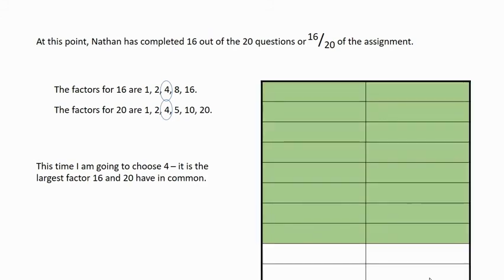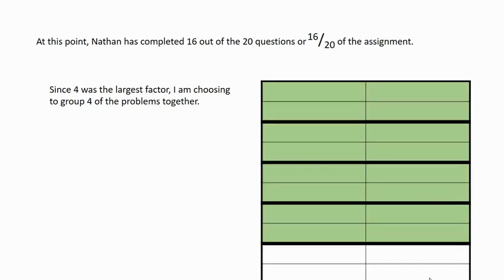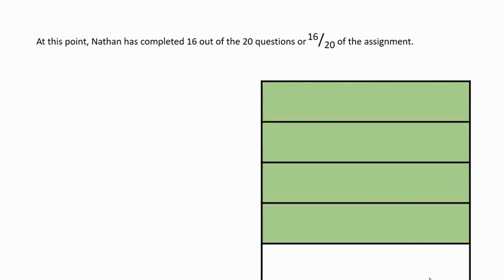So here's our diagram again, and let's put them into groups of 4. So we have 4 of the completed questions grouped, the next 4 are grouped, the next 4 grouped, the next 4 grouped, and then the last 4, which are the unfinished problems, are grouped together. Take away those lines, and we can see we have 4/5.